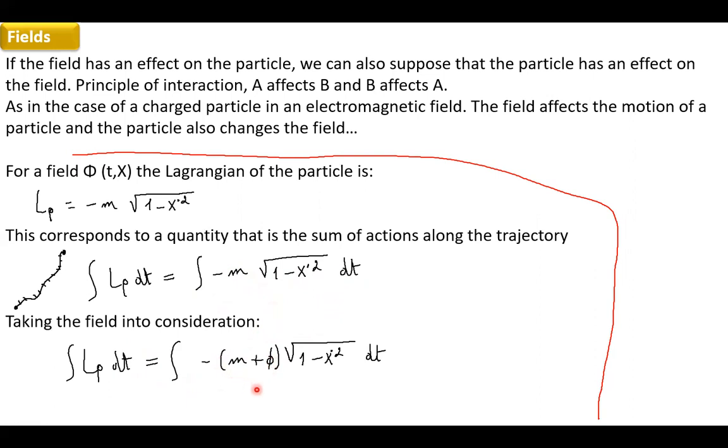So here we add the field to the mass. It's the integral of minus m plus phi radical of 1 minus x dot squared dt, because the Lagrangian that we add is plus phi d tau. So it's plus phi d tau. You put the d tau, the proper time, as a common factor. So we have minus m plus phi radical of 1 minus x dot squared dt.